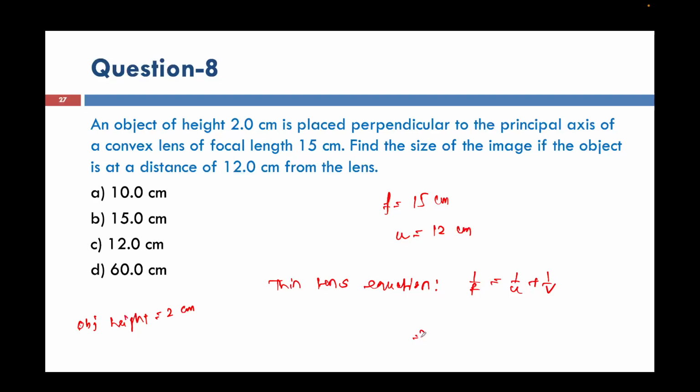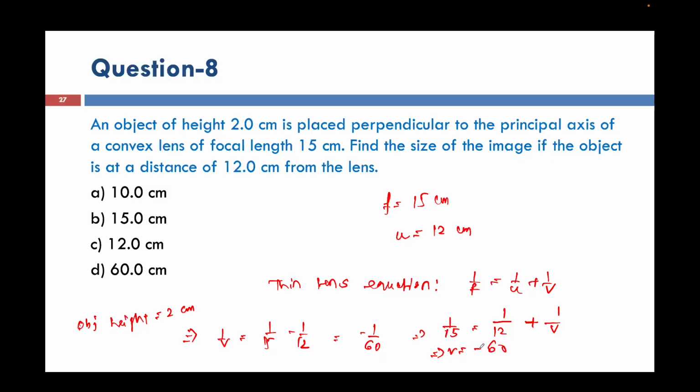So in that case, 1 by 15 is equal to 1 by u, which is 12, minus 1 by v, plus 1 by v. So that will give me 1 by v is equal to 1 by 15 minus 1 by 12, right? So this will give me (5 minus 4) by 60, which is 1 by 60, right? And v is equal to minus 60.